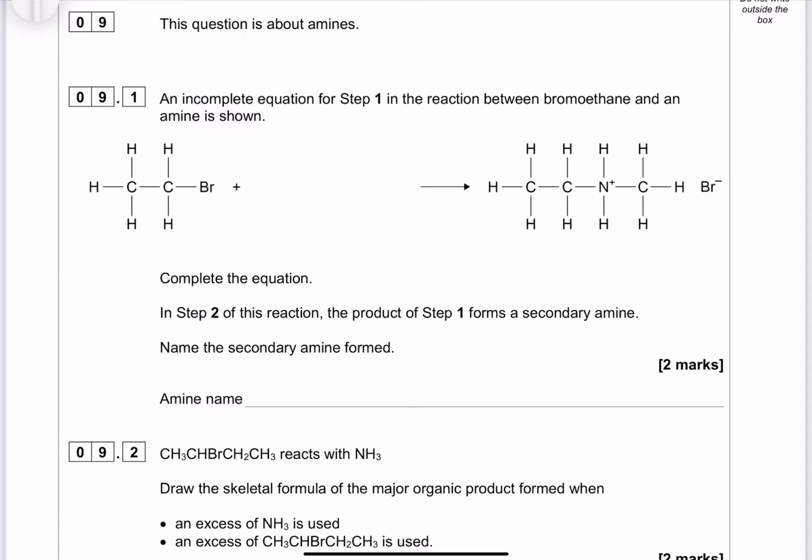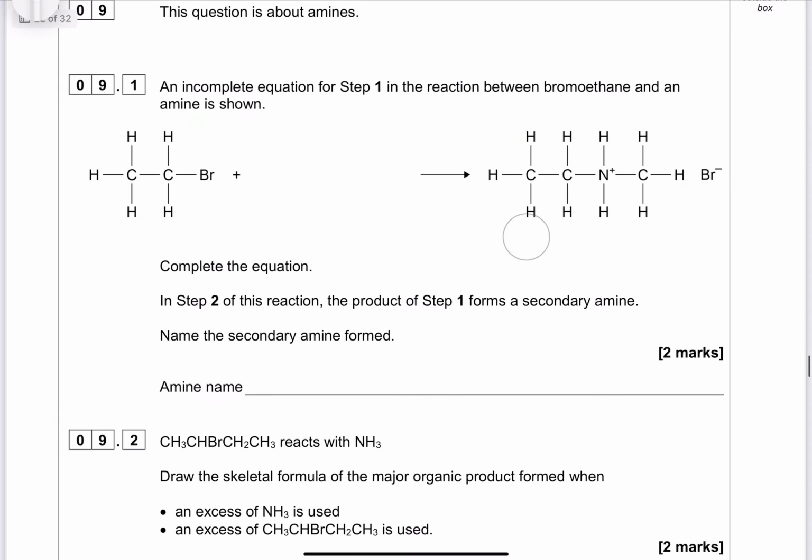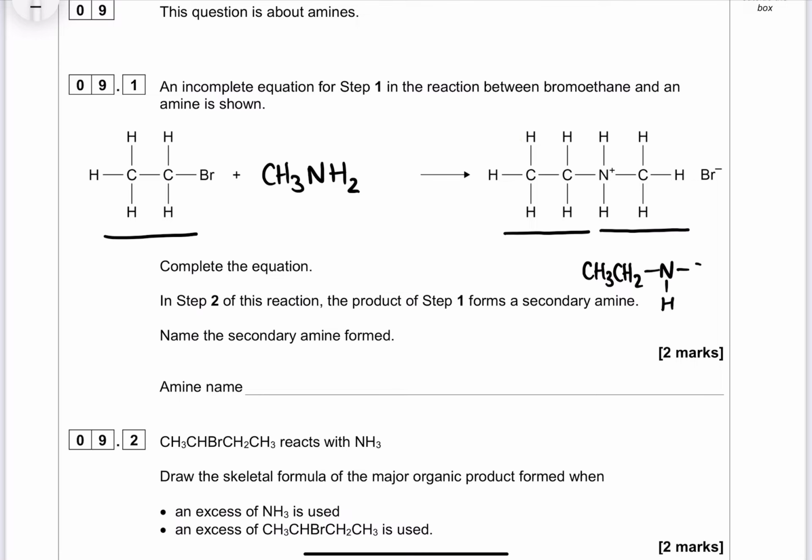If you have a look, here's the ethyl part that came from the bromoethane. So what we're looking to do is say what this bit is, which is a CH3 with an NH2, so methylamine. We now need to name the secondary amine that would form. So what would happen next is one of these hydrogens would fall off. I'm not going to keep that on there though, because I don't want to make my equation incorrect. But one of the hydrogens would fall off, leaving me with one.